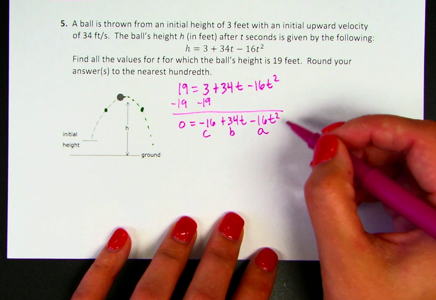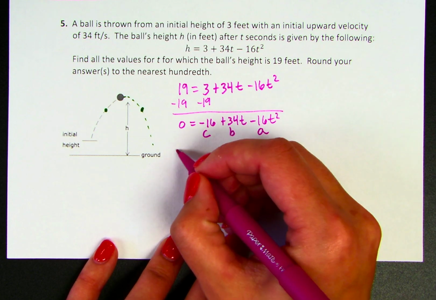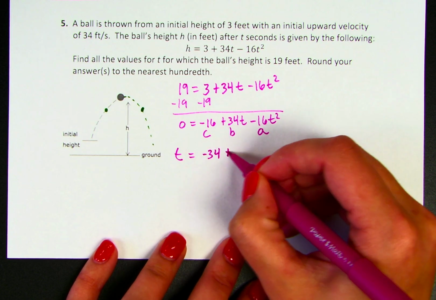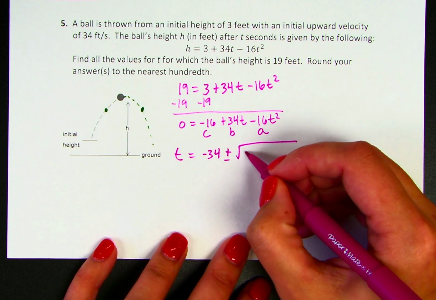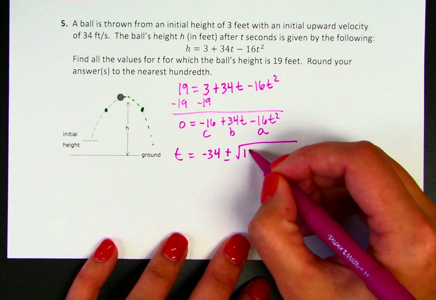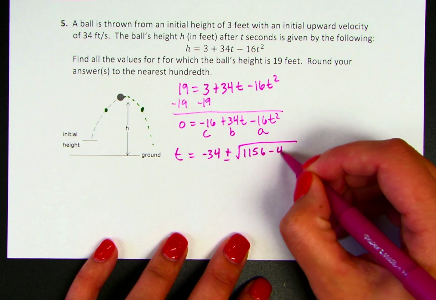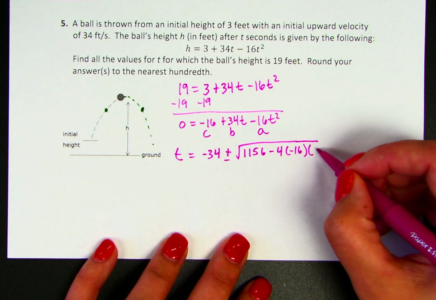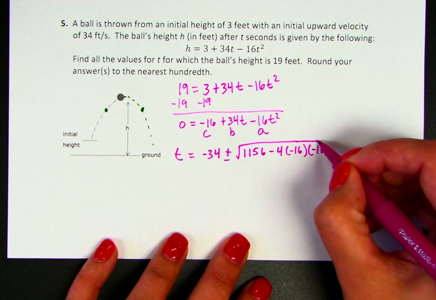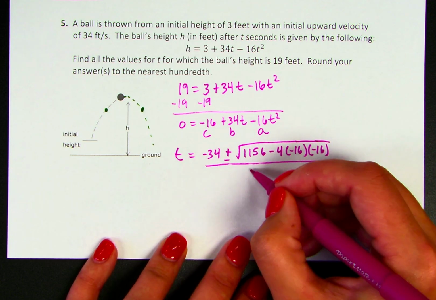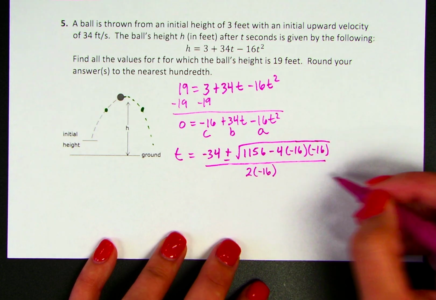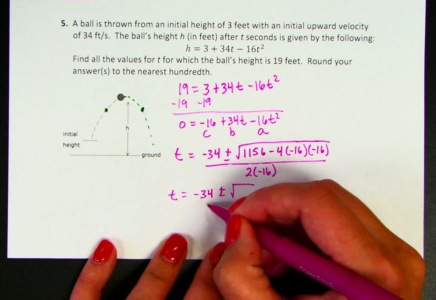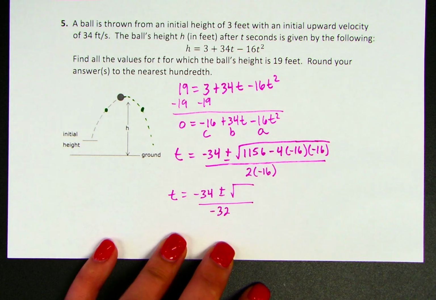Okay. So instead of using x, I'm going to use t since that's our letter that we are working with. So t equals opposite of b, so that will be negative 34, plus and minus the square root of our b squared. So 34 squared is 1,156 minus 4 times a, which is negative 16, times c, which is also negative 16. And that is all over 2 times a, so 2 times negative 16. So t equals negative 34 plus and minus the square root of something over negative 32.